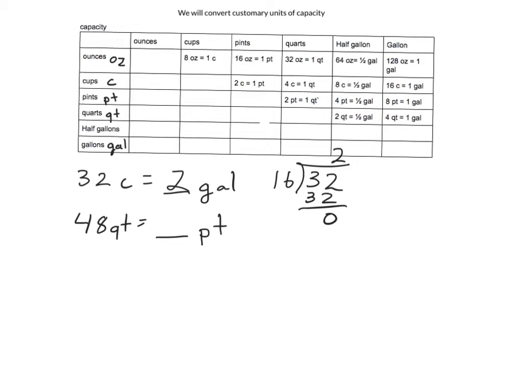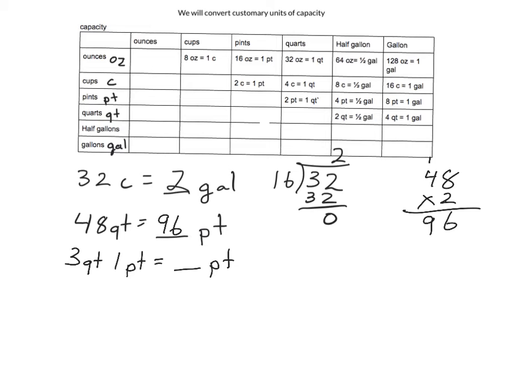Now the next problem is 48 quarts equals how many pints? Pints are a smaller unit of measurement than quarts. So we know there's going to be more pints to equal the same amount of quarts. So this time we're going to multiply. If we have 48 quarts, we know 2 pints go into 1 quart. So we're going to multiply 48 times 2. 2 times 8 is 16. Carry the 1. 2 times 4 is 8, plus 1 more is 9. So 48 quarts equals 96 pints.